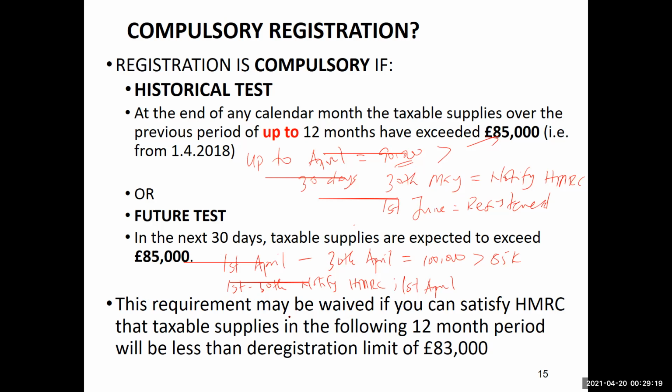Again, it can be waived if you're able to prove to HMRC that all the supplies you are going to get in the following month will be less than the deregistration limit. So take note carefully. Registration threshold is 85,000, but deregistration is 83,000. Okay, 85 and 83. So if you're able to prove to them that the turnover you're going to be making will be less than the limit, then HMRC can grant you that waiver.